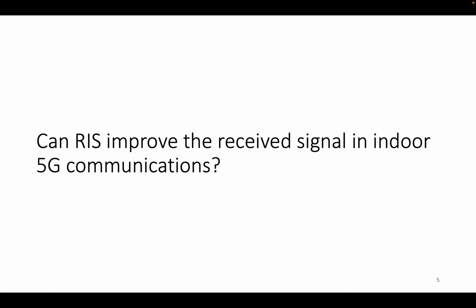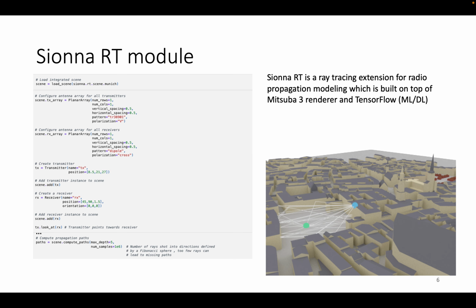So the main question we investigate in this paper is, can we use RIS to improve coverage and signal quality for indoor communications? To answer this question, we did a study using the Sionna ray tracing module. Sionna is an extension for radio propagation modeling built on top of the Mitsuba renderer and the TensorFlow machine learning framework.